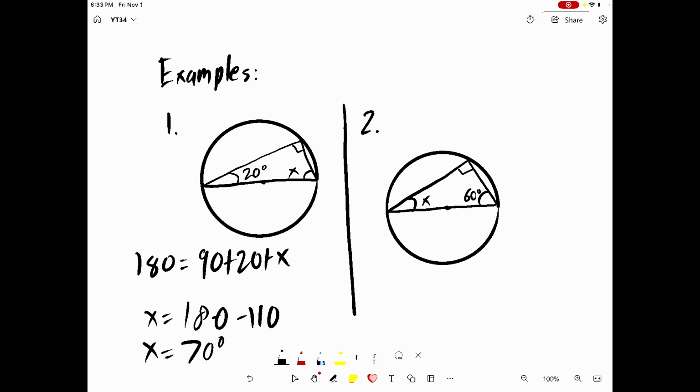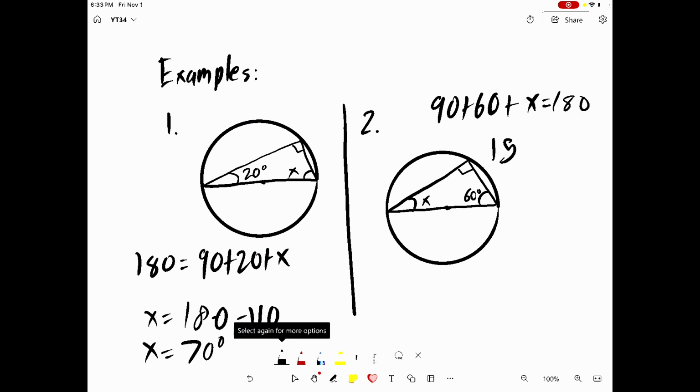Our second example is also very simple. We have to find out x. So 180 is the angle sum, but we have 90 degrees, but we also have 60 degrees. So we have 90 plus 60 plus x is equal to 180 degrees. Pretty simple. So then you add up 90 and 60, you get 150 plus x is equal to 180. So then x is equal to 30 degrees. Let's move on to the practice problems.